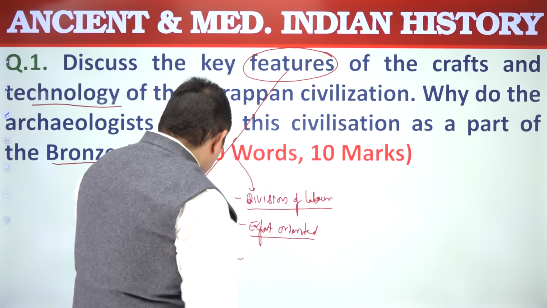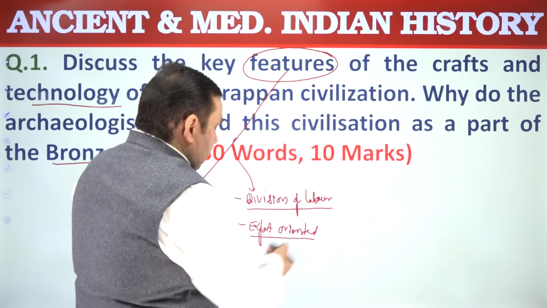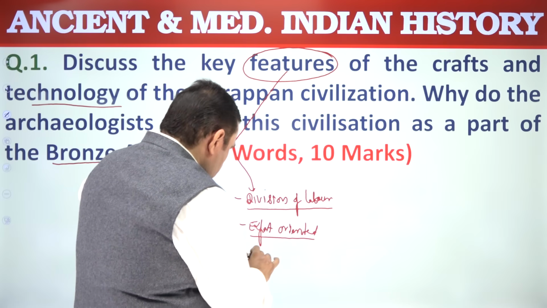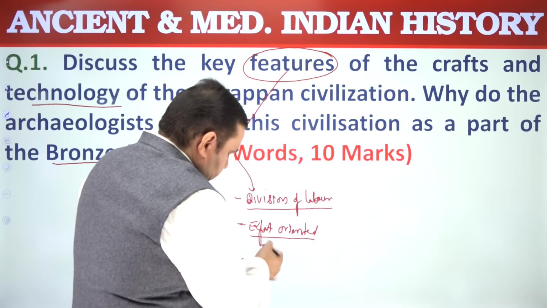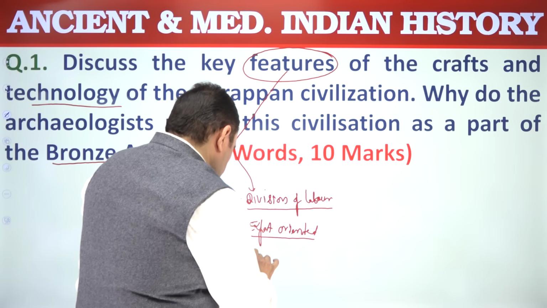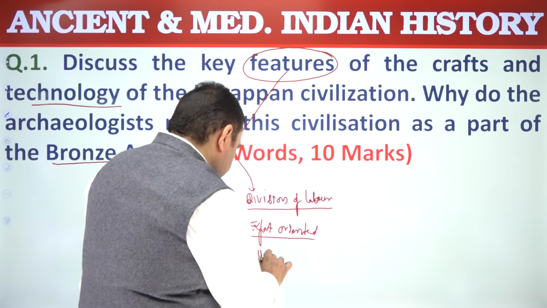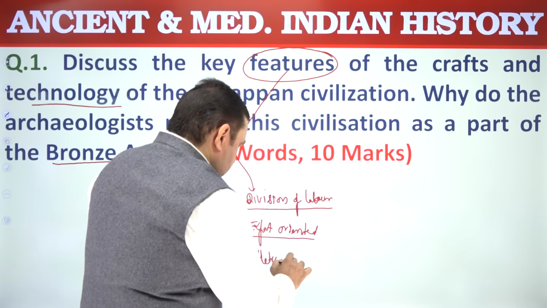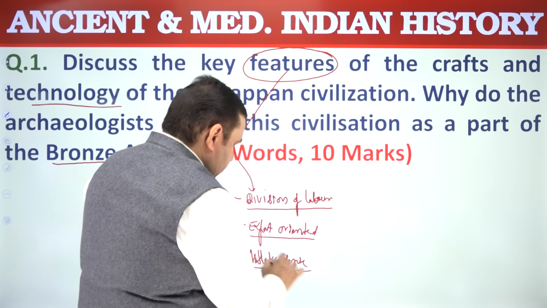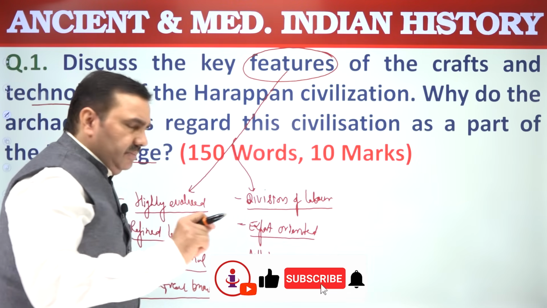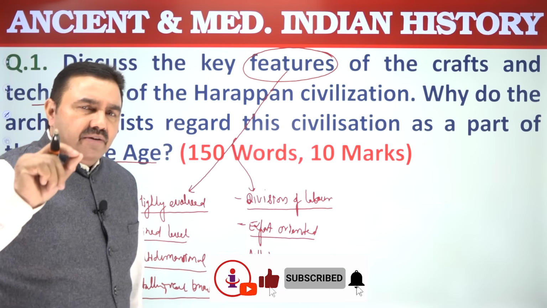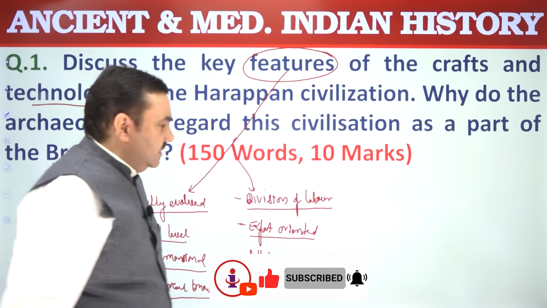Then you have to see that Harappan crafts were based on a fine aesthetic sense. They were using paintings, they were using decorations on their pottery, so they were concerned about aesthetics. So these crafts represent a fine aesthetic sense.